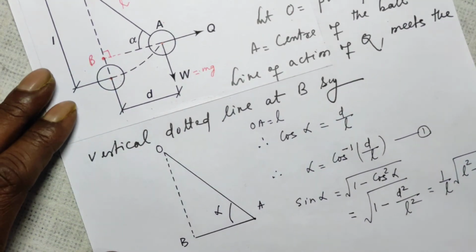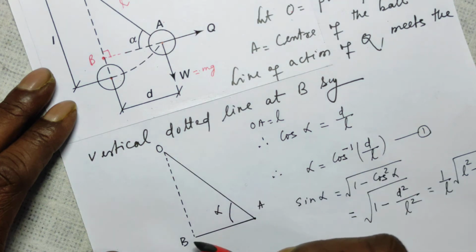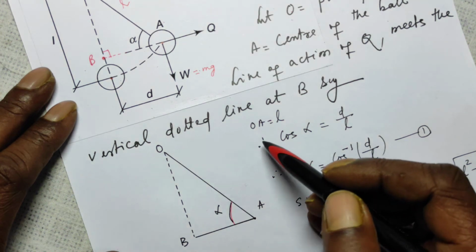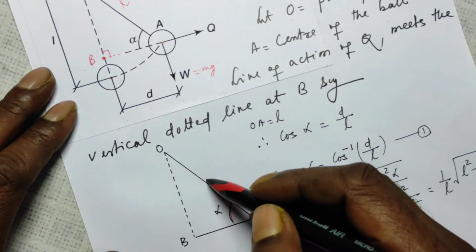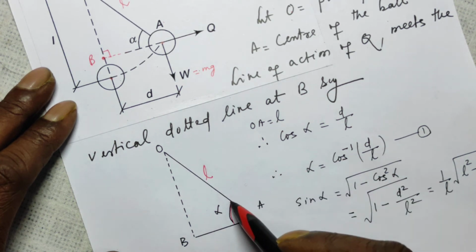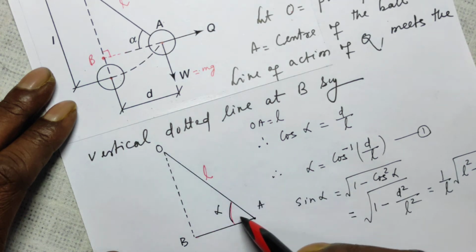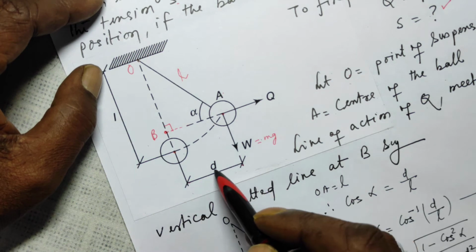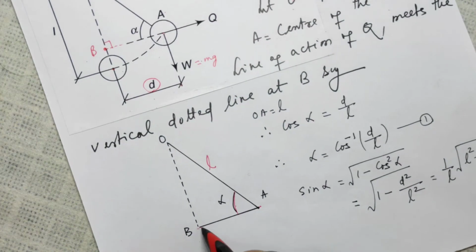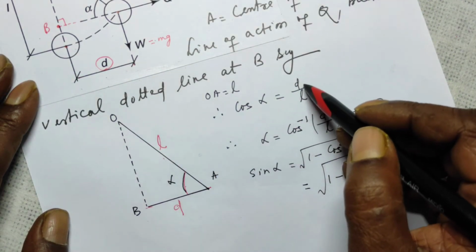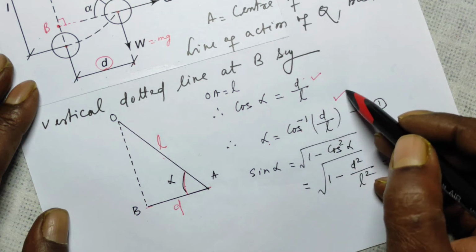The same triangle I have redrawn here, OAB. This angle is given as alpha. Since from O to A is the length of the string L, and this angle is alpha, cosine of this angle will be base over hypotenuse. This distance BA is the same as D. So cosine alpha is equal to D over L. So alpha is cos inverse of D over L.